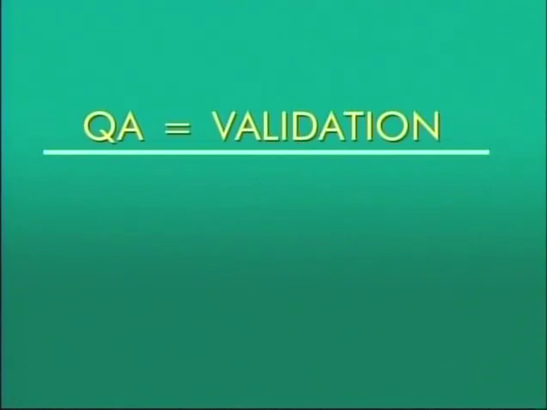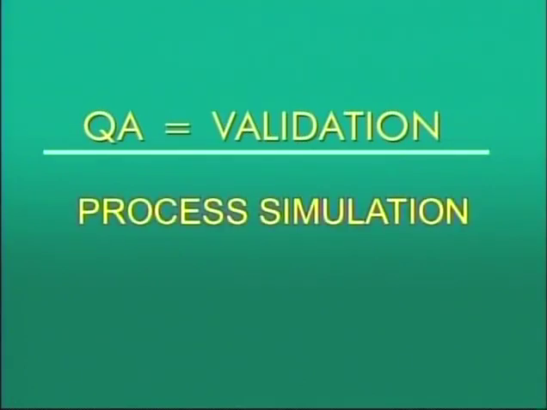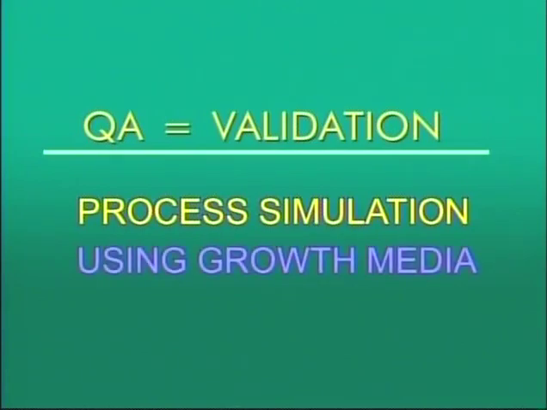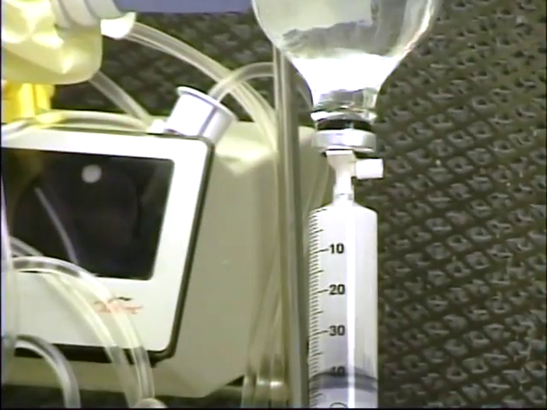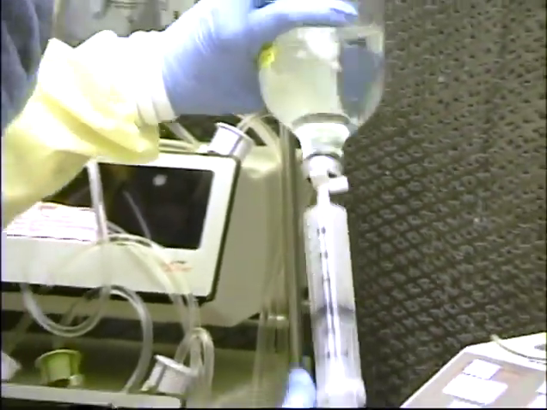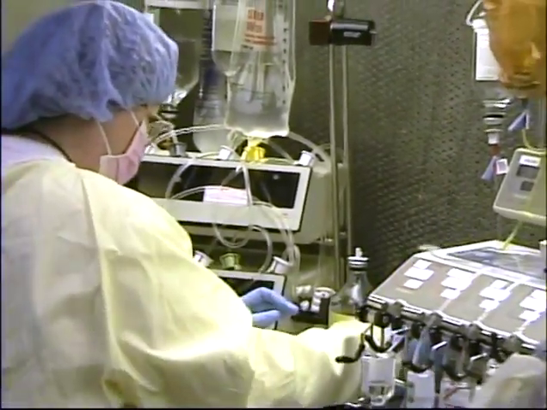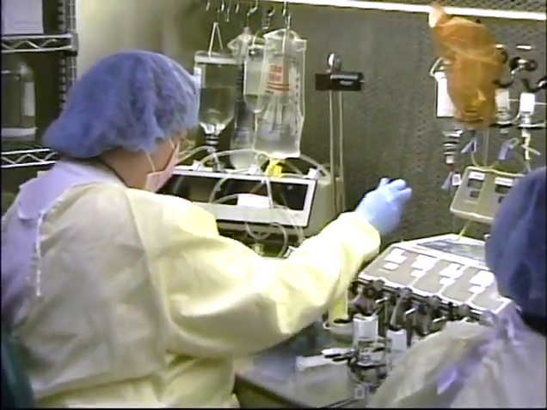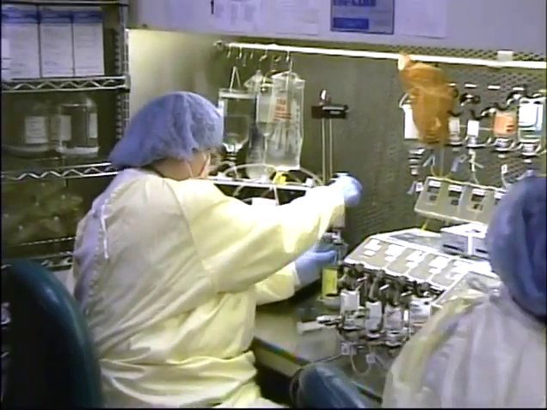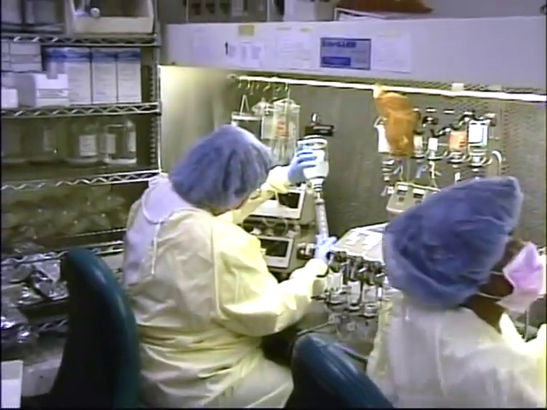Validation is usually accomplished by performing a simulation of the actual process, using microbiologic growth media in place of the product. Validation proves the capability of the production system, but this alone is not enough to demonstrate the acceptability of the product. Quality assurance also requires proof that the validated system is continuing to operate as it should.